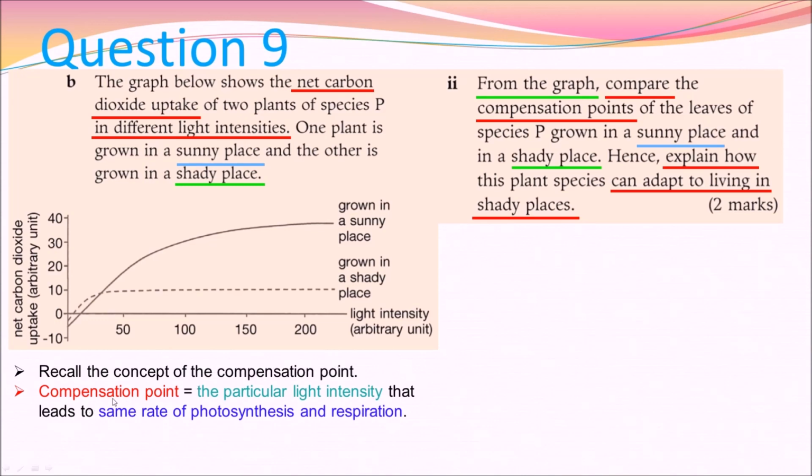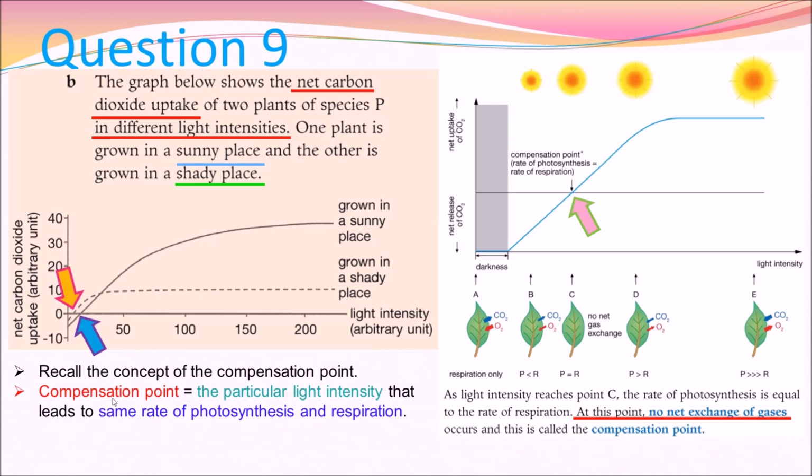So we recall the concept of compensation point first. Compensation point means at a particular light intensity, the rate of photosynthesis is the same as the rate of respiration. Now we recall this very important concept first, okay? And actually we talked about it many times already, by using the MC or the long question. So for this part, by comparing the curves, okay?